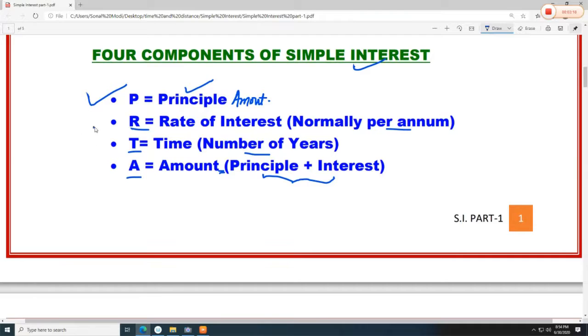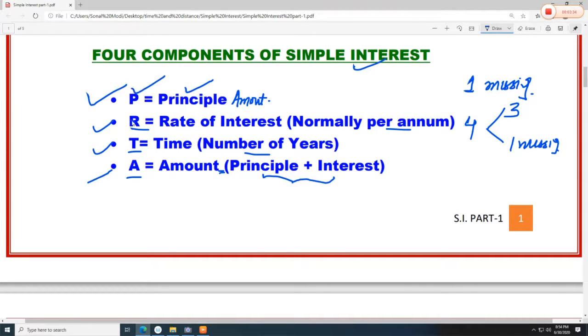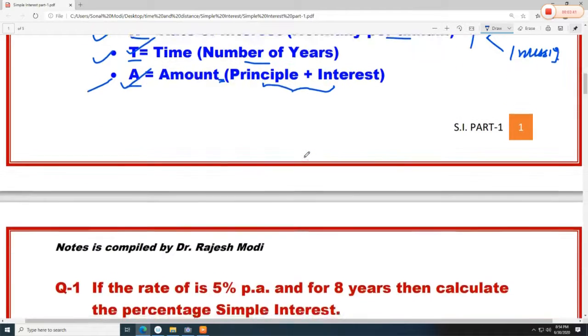Now out of 1, 2, 3 and 4, 1 is missing. 1 is missing because there are 4 components. 3 components will be given to you and 1 component is missing. Either P is missing, R is missing, T is missing, or A is missing, and then you have to apply the equation and you can find out the remaining part.